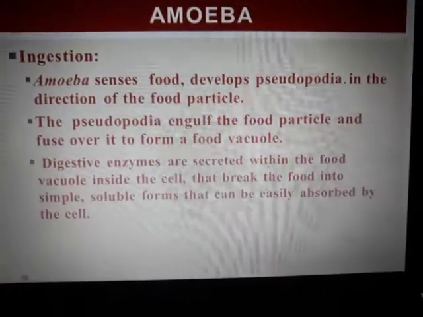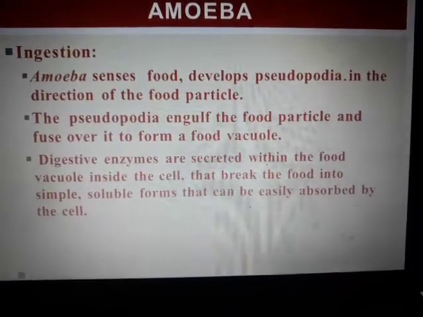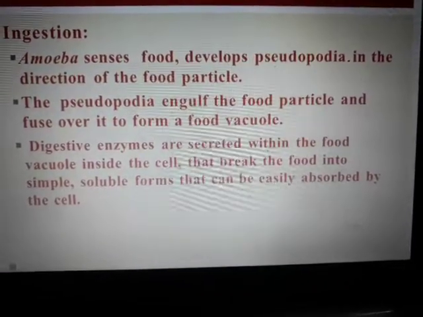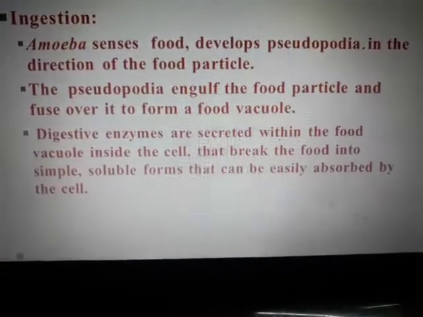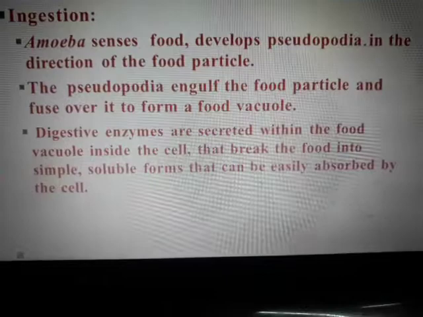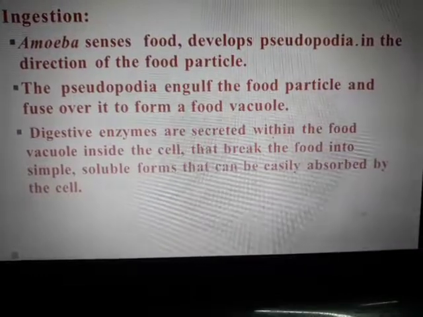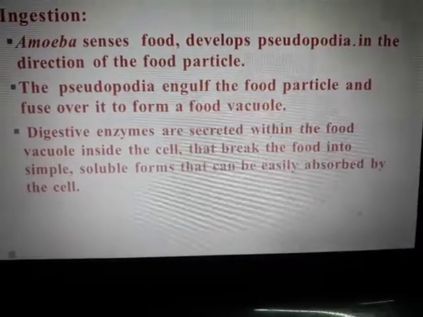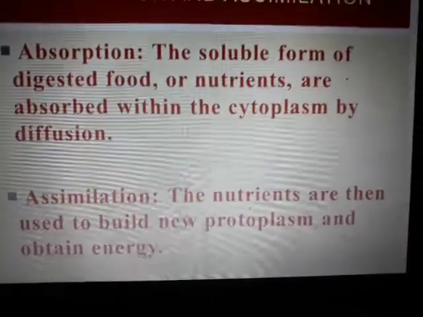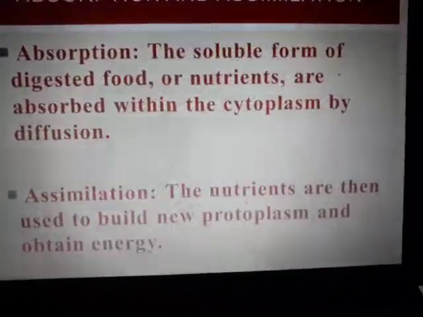So it starts with ingestion. Amoeba senses food. Once it senses it, along with the pseudopodia, it is going to move towards that direction, towards the food particle, and then it is going to surround itself and engulf or absorb it. Fine. And then there are certain enzymes, like we have the enzymes in our pancreas, liver and all, which rush to break down the food that is in the stomach. So there are certain enzymes here also which will help the food to get broken down, and once it is broken down, the next step of absorption will start. So here absorption is the next step, and here the nutrients will be absorbed into the cytoplasm.